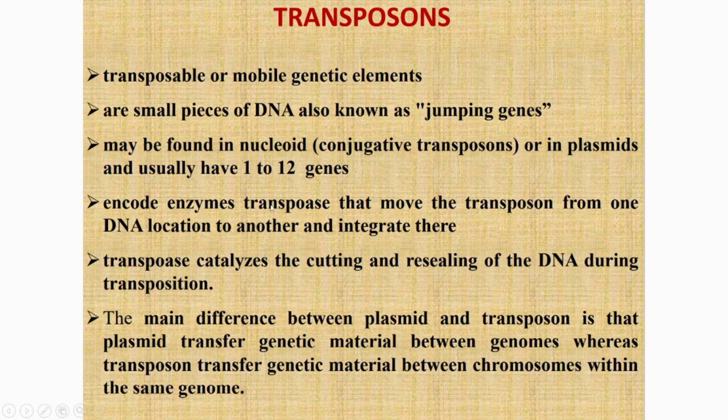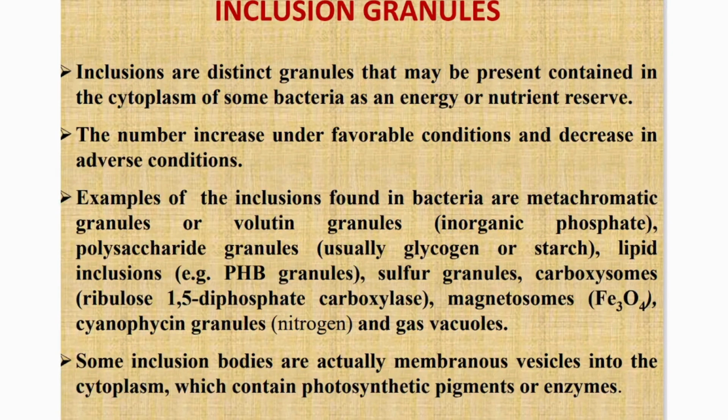Transposons are nothing but jumping genes. They are also called jumping genes or mobile genetic elements, where within the chromosomes or within the plasmids, these jumping genes try to move from one location to another location. And this transferring is due to the presence of the transposase enzyme, which helps in the movement of the jumping genes from one location to another location.